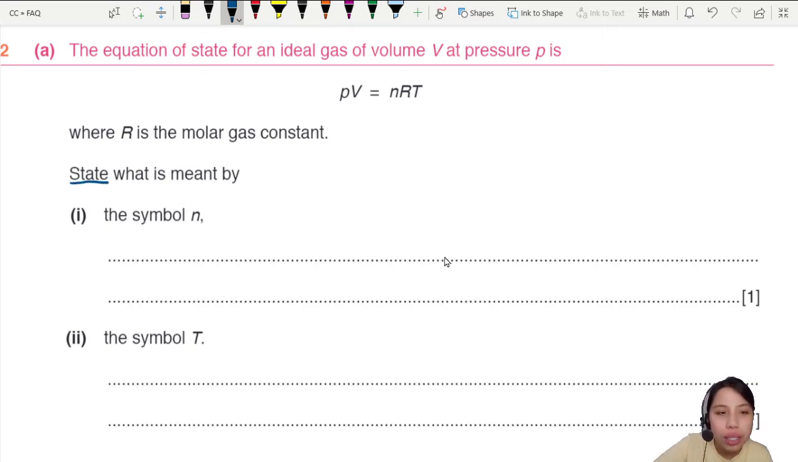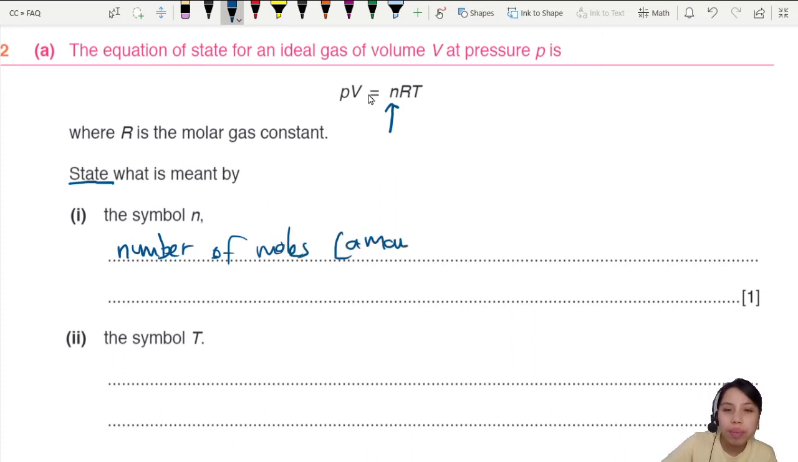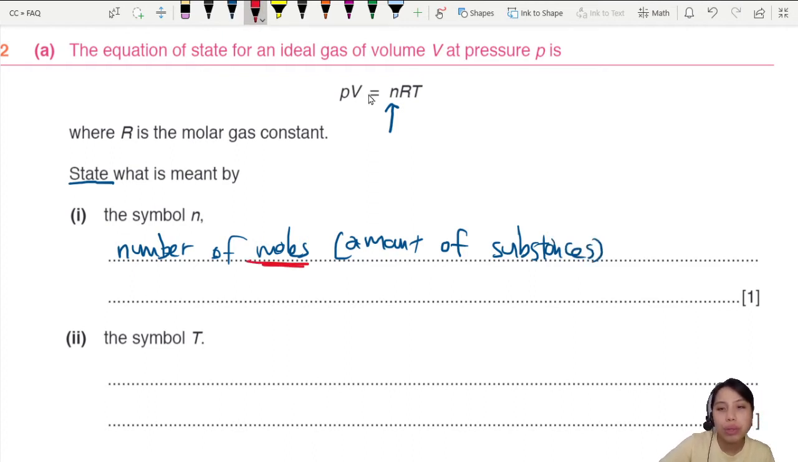But they want you to state what is meant by the symbols. What is n and what is T? This one you just have to know and explain. n here refers to the number of moles of your gas. Number of moles. In other words, you can call it the amount of substance. But I would prefer if you explain the word moles: how many particles are there inside this amount. So number of moles, amount of substance, that will be 1 mark.